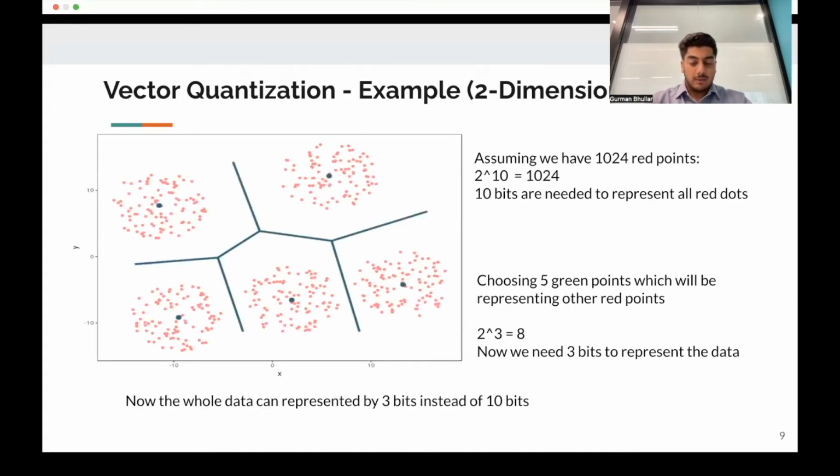Let's say, okay, so till now we were discussing one-dimensional space. Let's talk about the two-dimensional space. So assume that we have 1024 red points. To represent all these as 1024 red points, we need 10 bits of space.